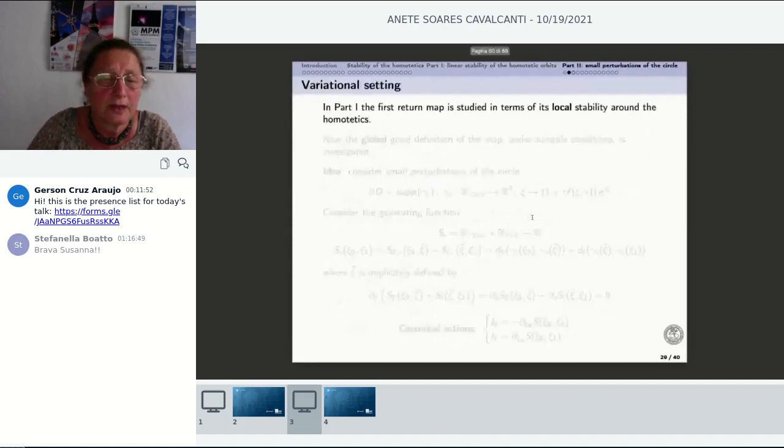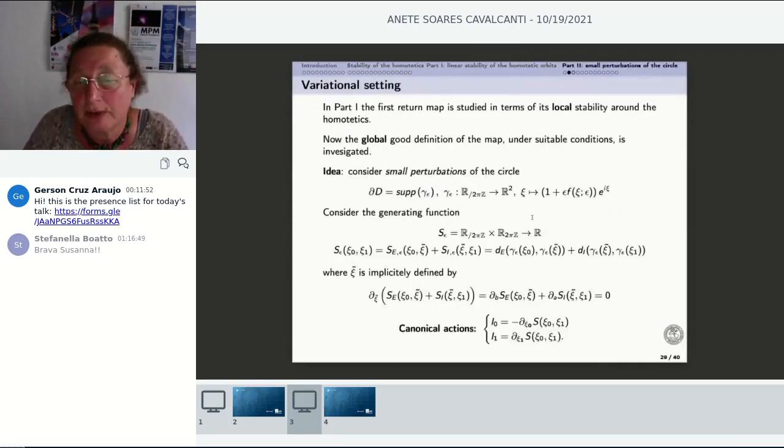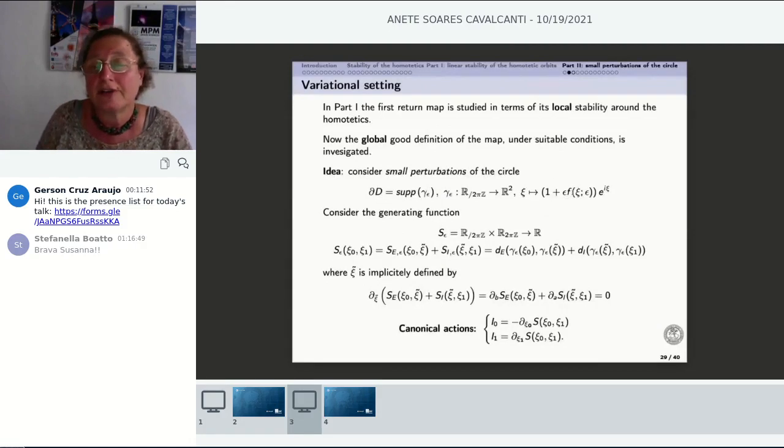Okay, now let's examine the problem from the point of view of the perturbation of the boundary. We start from the circle and we perturb it with some function f. So when epsilon is zero, the boundary is just a parametrization of the circle. And when epsilon is different from zero, this boundary is perturbed in a reasonably smooth manner.